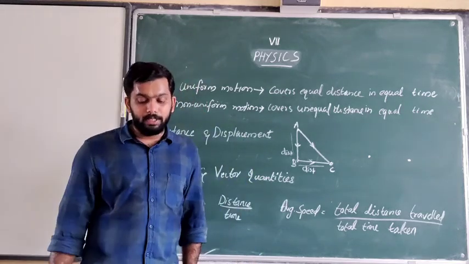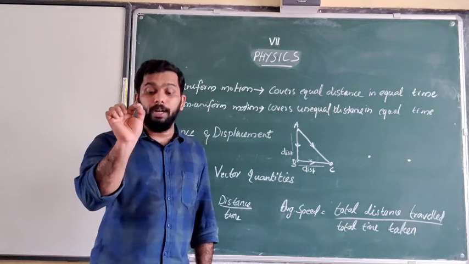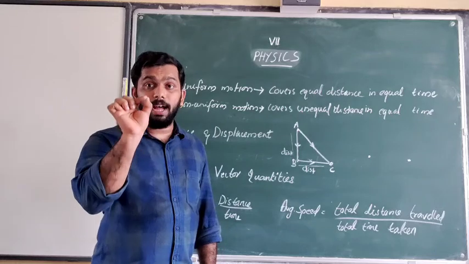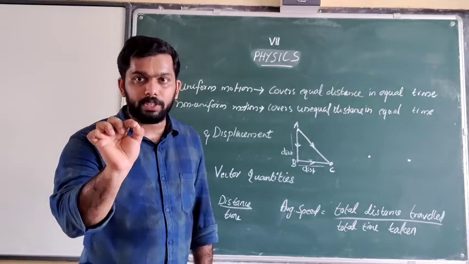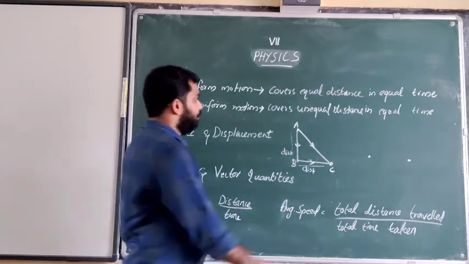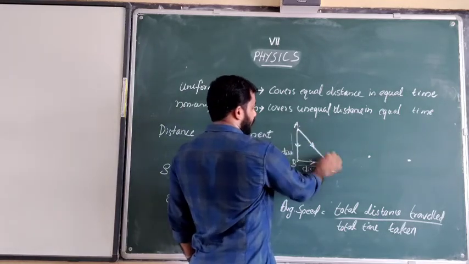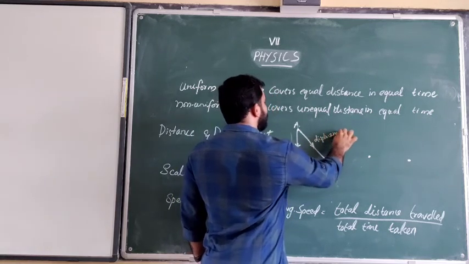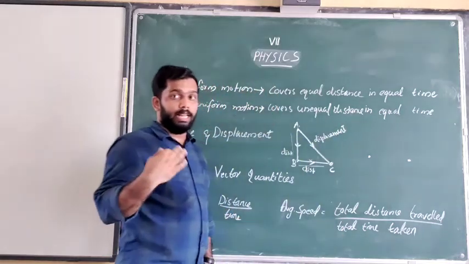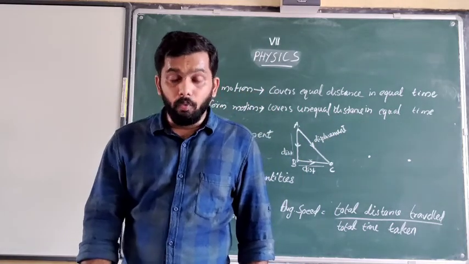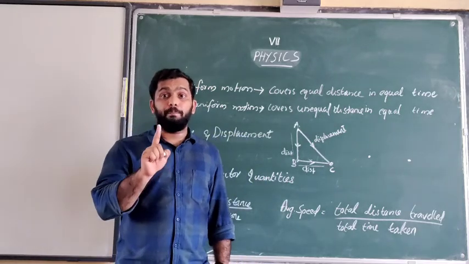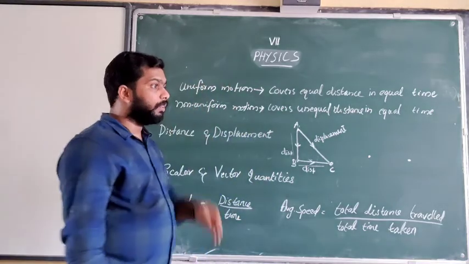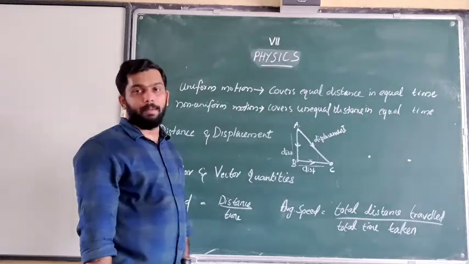Now, what will the displacement be? Displacement of the body is defined as the shortest possible distance. Displacement is the shortest possible distance covered by the object. That means this is the shortest possible distance, this A to C. This is called displacement. Distance is the actual length traveled by a body, whereas displacement is the shortest possible length traveled by the body from the initial position to the final position.